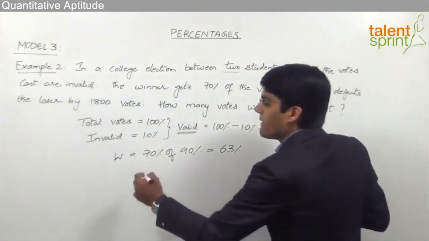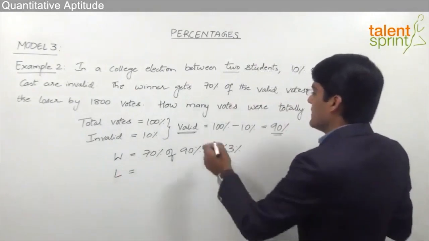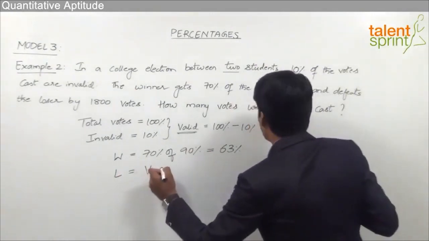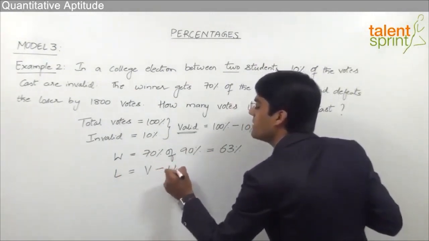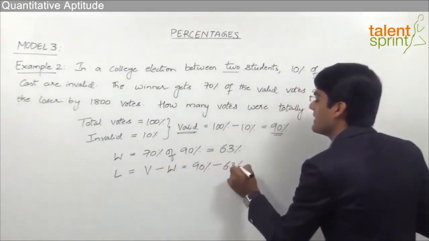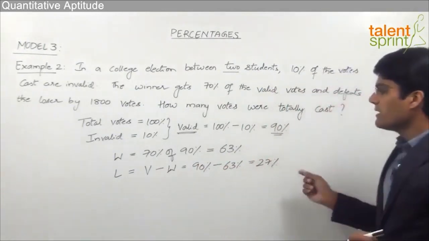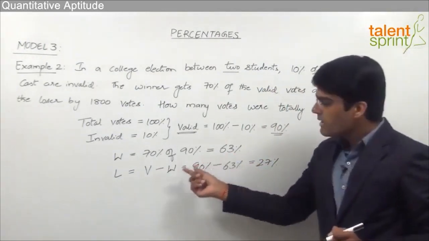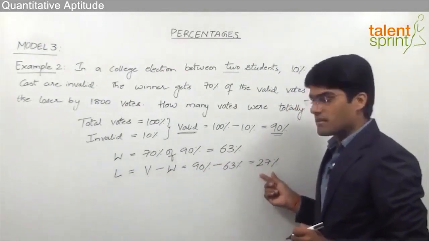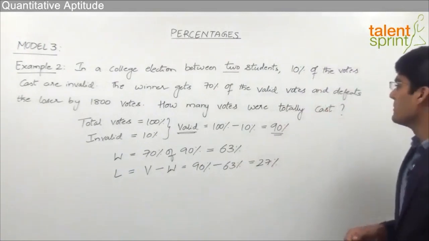And now we can find out the number of votes obtained by the loser as the valid votes, which is 90% minus the votes obtained by the winner, which is equal to 90% minus 63%. That comes out to be 27%. So very clearly the winner has got 63% of the votes, loser has obtained 27%, which the total comes out to be 90%, and remaining 10% were invalid votes.